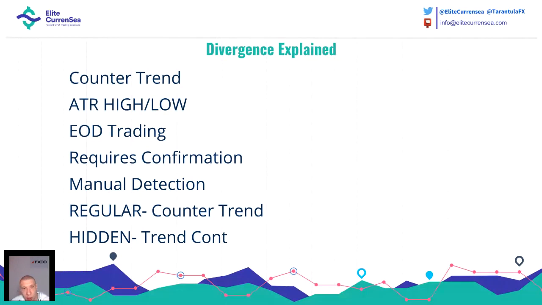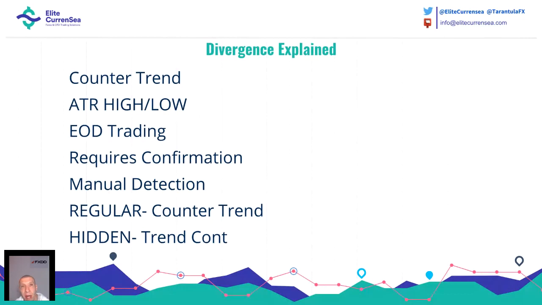Divergence requires confirmation, so you cannot trade it blindly. It doesn't mean that if you see divergence it will actually be executed. So divergence always needs to be traded with confirmation. You also need to pay attention to manual detection. As I said, try to practice divergence charting as much as you can, because there are a lot of indicators that will show divergence, but not all of them are good in detection. Some are false, some show non-existent divergence, some show too many divergences. So just try to spot it manually.